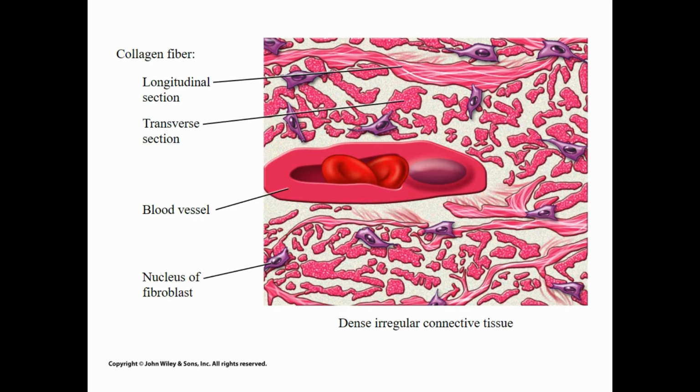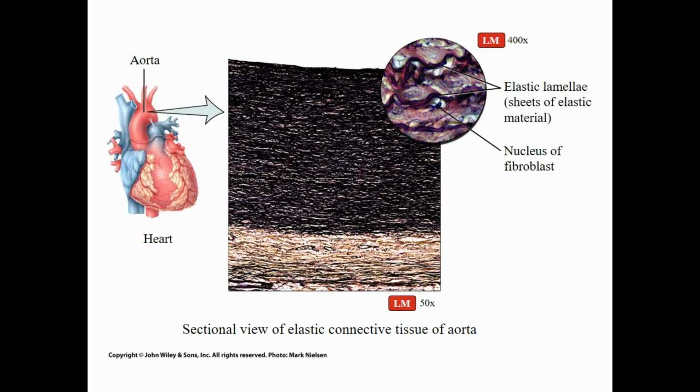So we see it again here. These are running towards us. These are running from right to left, and you can just tell that they are very haphazardly organized, and that tells us dense, irregular.